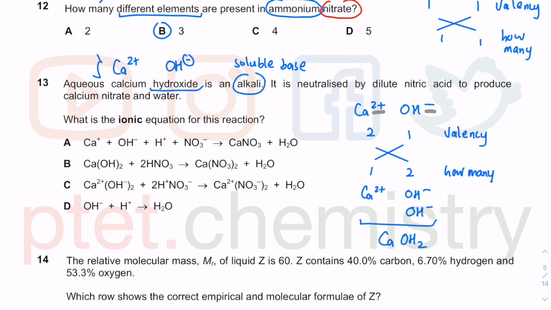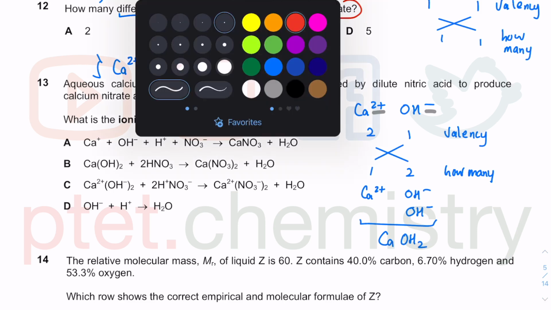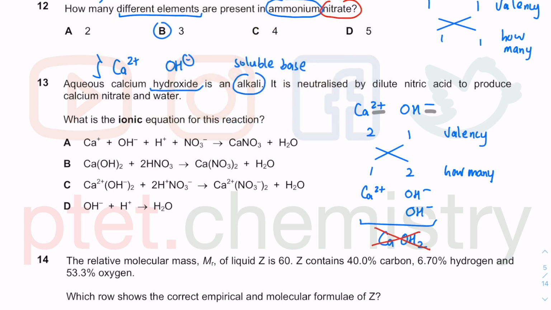As a result, people always write it like this, which is wrong, because you have 2 oxygen and you have 2 hydrogen, so we write a bracket OH twice. This is calcium hydroxide. Now we are neutralizing. Neutralization is a reaction between acid and base to give you salt and water. So this is the salt that you get from nitric acid.